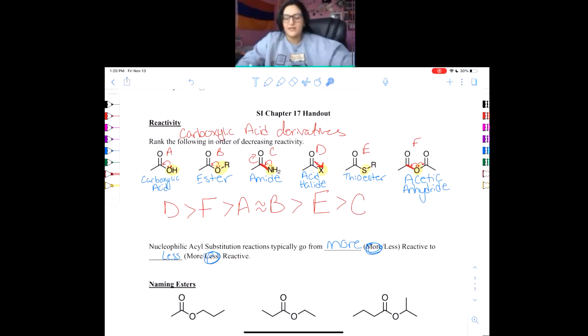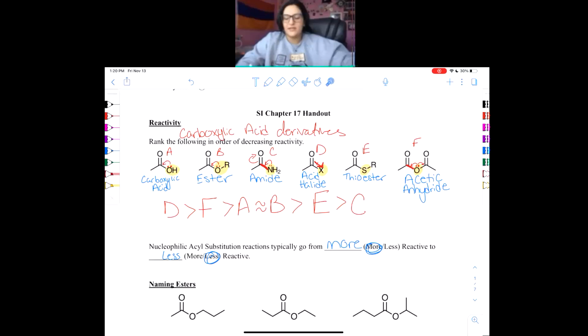One thing I do want to mention is that the acid halide is going to be so reactive. You are not able to make an acid halide via nucleophilic acyl substitution. I can say that one more time. Acid halides are so reactive that you cannot make an acid halide via nucleophilic acyl substitution reactions. Any questions? Anyone want me to repeat that?